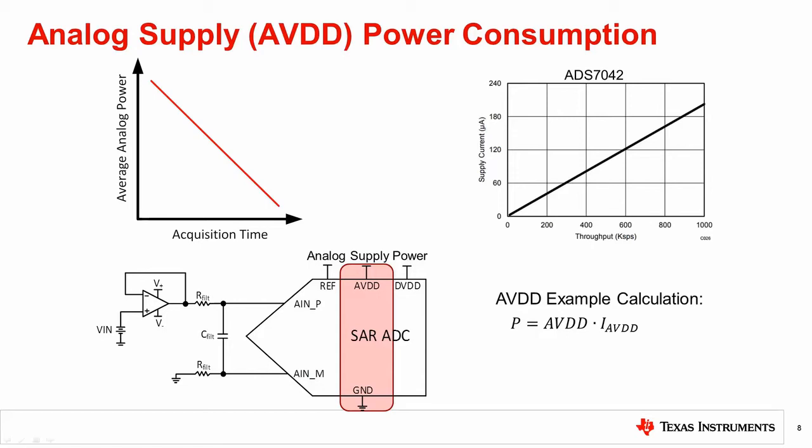Using the datasheet's supply current versus throughput graph, let's calculate the AVDD supply power consumption. For this example, the device is running at 600 kilosamples per second. On the graph, we see a typical supply current for 600 kilosamples per second is 120 microamps. With a 3.3 volt AVDD, the analog supply power for this device is 396 microwatts. Note that with some devices, there will be an additional source of power consumption on the reference pin. This can be calculated in the same way as the AVDD supply power and considered as an additional source.